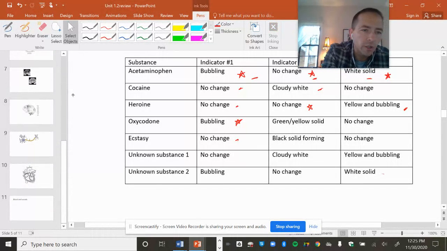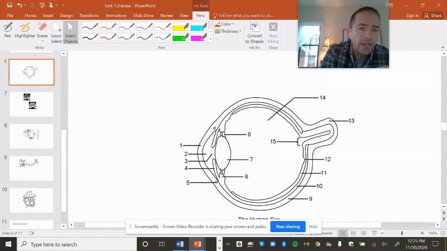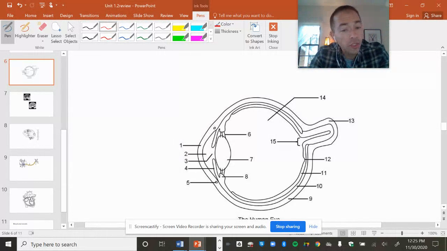We started talking a little bit about the nervous system. So that's where the eye diagram comes into play. And with the eye diagram, you need to know a majority of these elements here. We've walked through all of them. I'll kind of walk through them real quick because you're watching the video right now. So number 1 is the cornea.